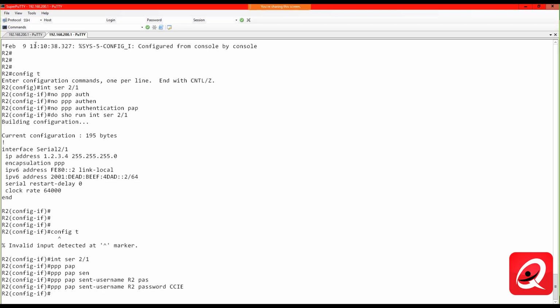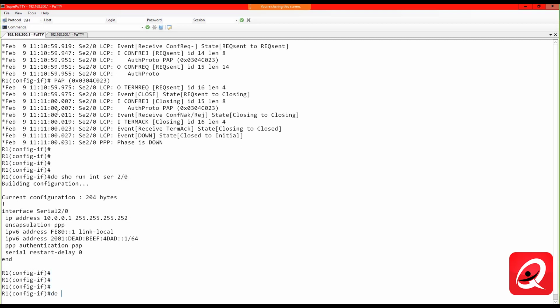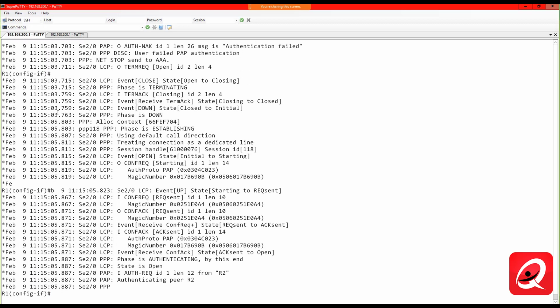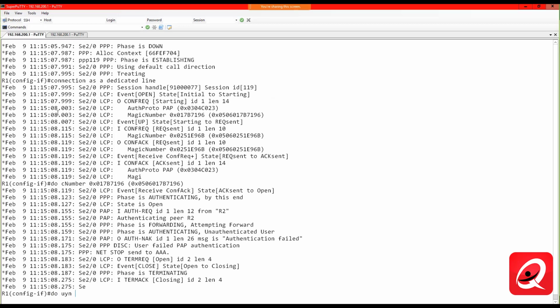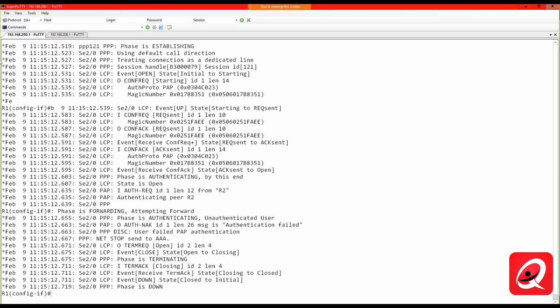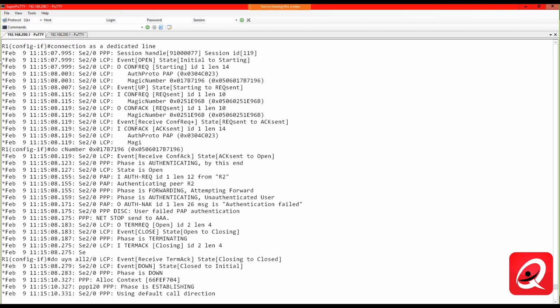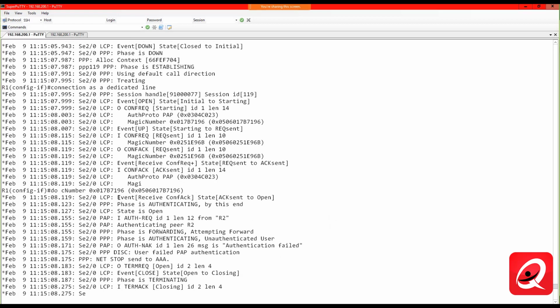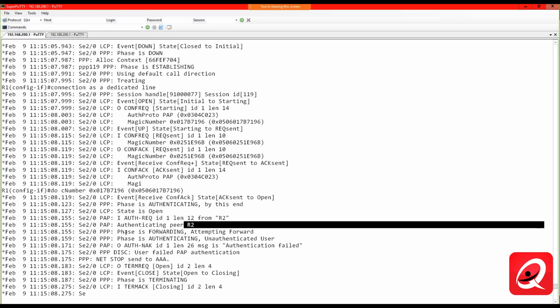Now if I go back to my router over here and I do a debug PPP negotiation, now we're going to actually see some additional messages. Let's do an undebug all. Normally I wouldn't recommend running this in the console because it's very chatty. But if I do an undebug all, you can see that, several times here, we're getting authentication failed. So we are actually receiving a config, we go through the authentication process, and we're authenticating R2. We're getting that username from the router.